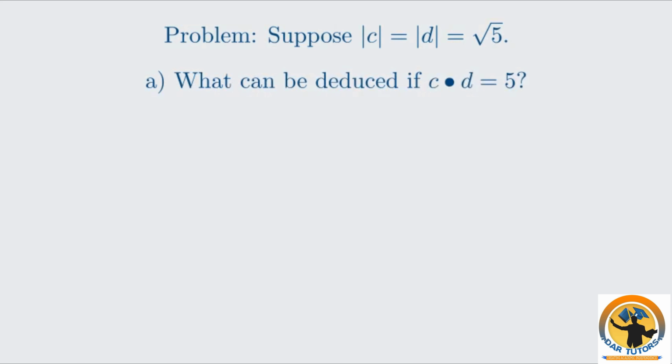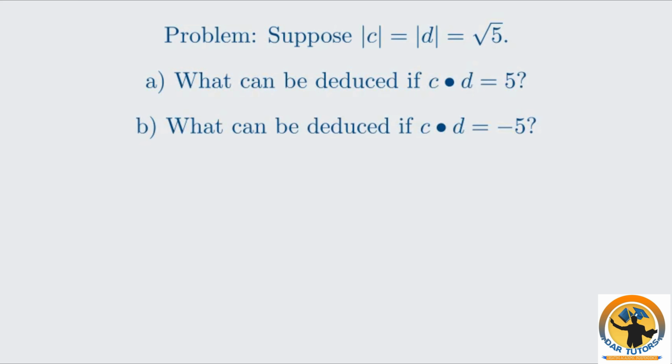Let's conclude with a final, more abstract problem that tests your understanding of the geometric properties. Suppose we have two vectors, c and d, with equal magnitudes. The magnitude of c is equal to the magnitude of d, and both are equal to the square root of 5. We need to deduce what we can about c and d if their scalar product is 5, and then if their scalar product is -5.